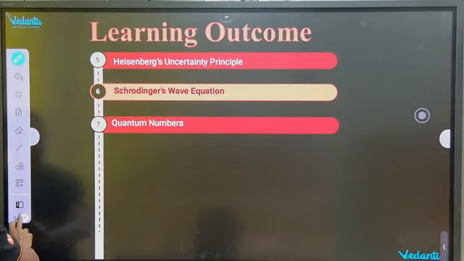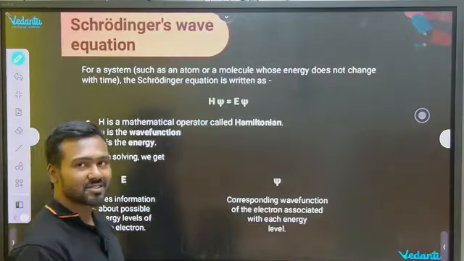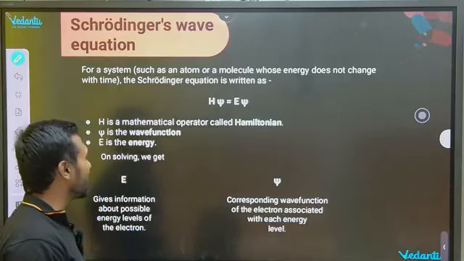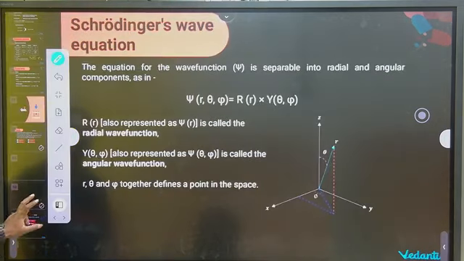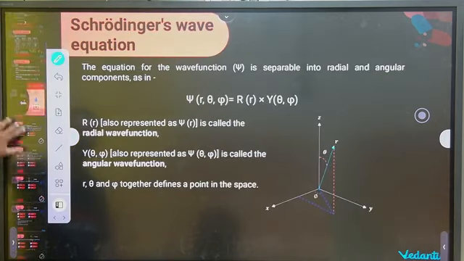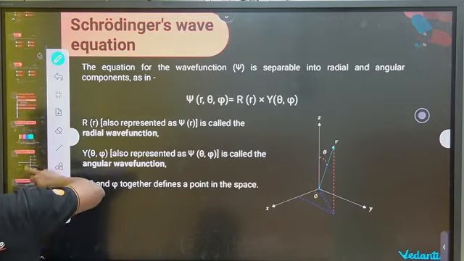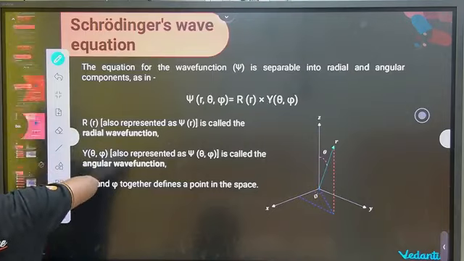Next, Schrodinger wave equation. So we are not going to discuss this much here. So H psi is equal to E psi, right? These things are not that much important now at this stage, right? We'll discuss here the radial nodes.